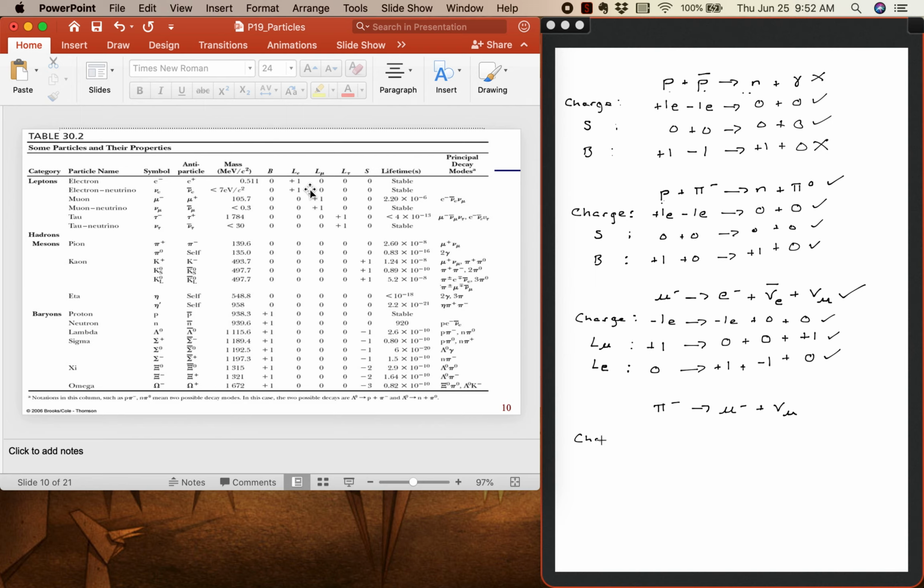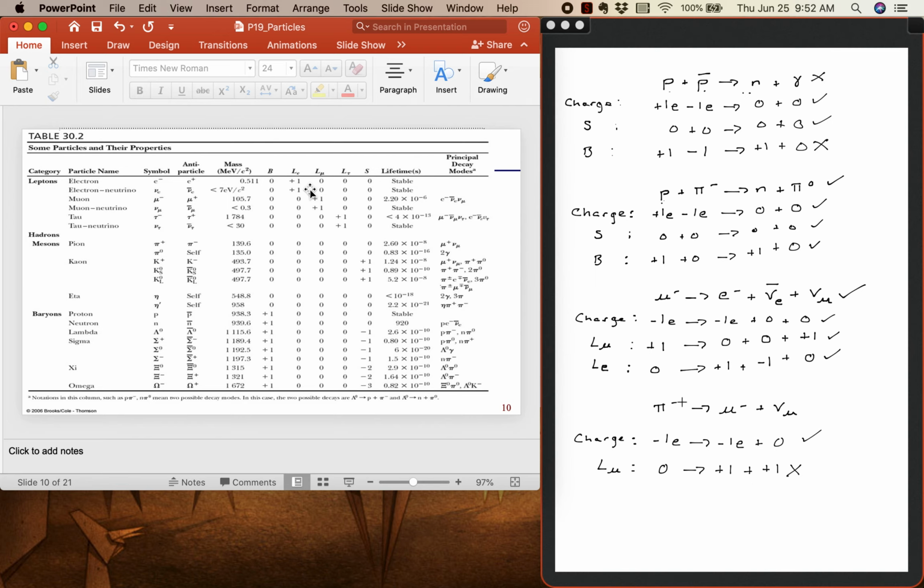So first let's look at charge. So if we look at charge, this is a pi-, so it has -1 fundamental unit of charge. That goes to a muon, which is -1 fundamental unit of charge. And then we have a mu neutrino, which has no charge. So that checks out. And then we should check, well, we have a mu, so we should check the mu lepton number. This is a pi, so it has 0 mu lepton number. The muon has a +1, and the mu neutrino also has a +1 mu lepton number. So that does not appear to be conserved.